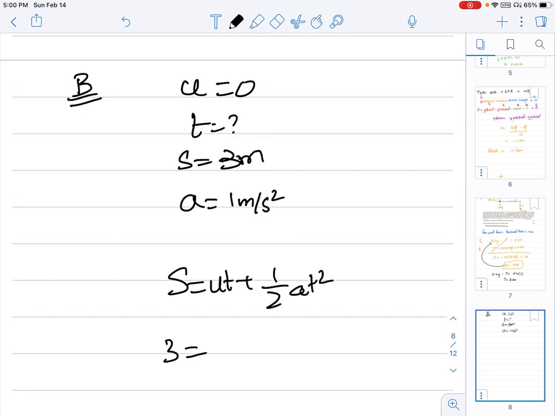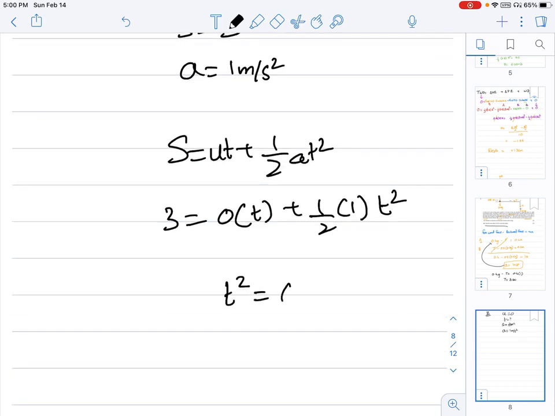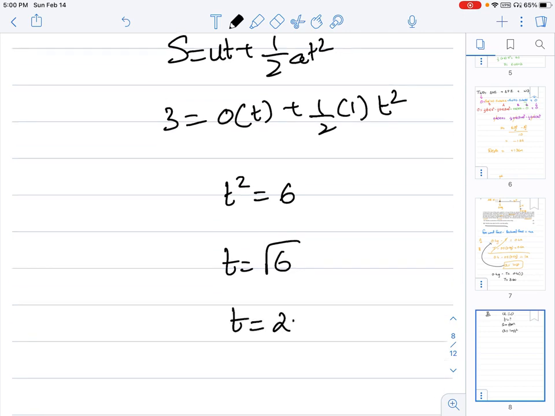So 3 is equal to 0 times t plus half times 1 times t square. So t square is equal to 6, so t is equal to square root of 6, so t is equal to 2.45 seconds.